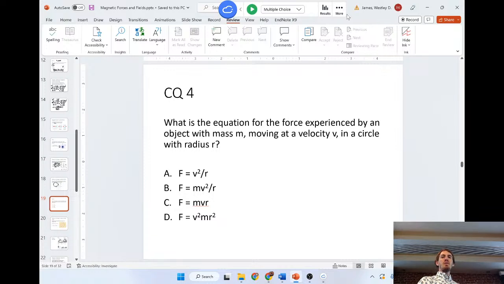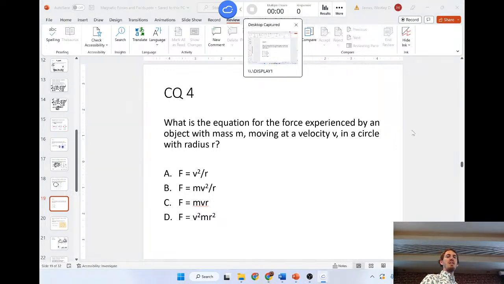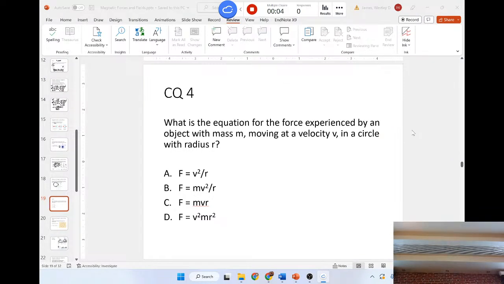So, see if you all remember the equation I gave you at the beginning of the slides. What is the equation for the force experienced by an object with mass m moving at velocity v in a circle with radius r? What was that equation that tells you the force of an object moving in a circle?